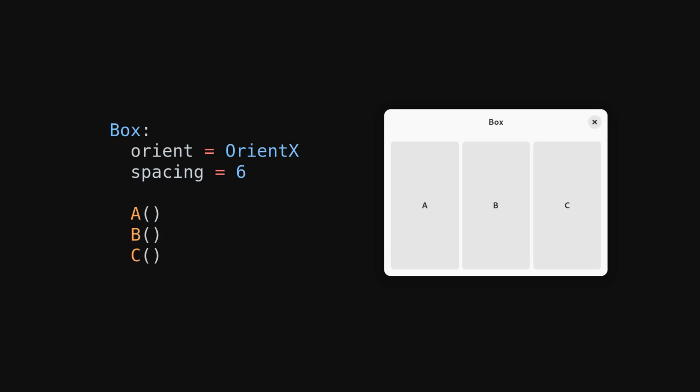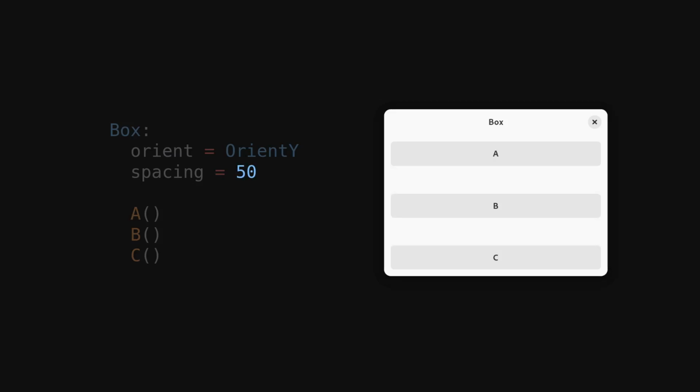Currently, it arranges them along the x-axis. We can change its axis using the orient field. When you change it to orient y, the children are arranged in a column. The spacing field specifies the distance between the children. If you increase its value, the gaps between the children become larger.